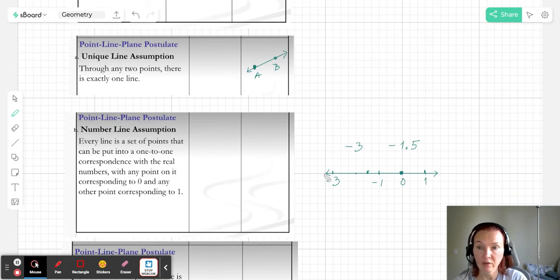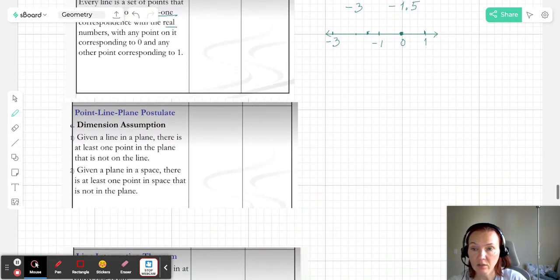Okay, so every line is a set of points. A line is made up of points that can be put into a one-to-one correspondence with the real numbers. So if I think of a number, I can find the point. If I see a point, I can find the corresponding number to that point. That's what one-to-one correspondence means. And we have a freedom in choosing any number that corresponds to 0 and any number that corresponds to 1. That is our second part.